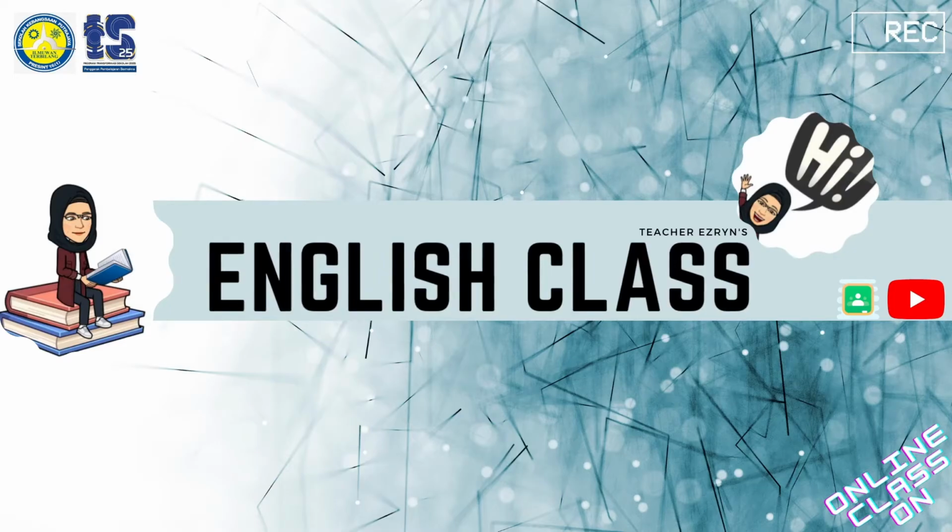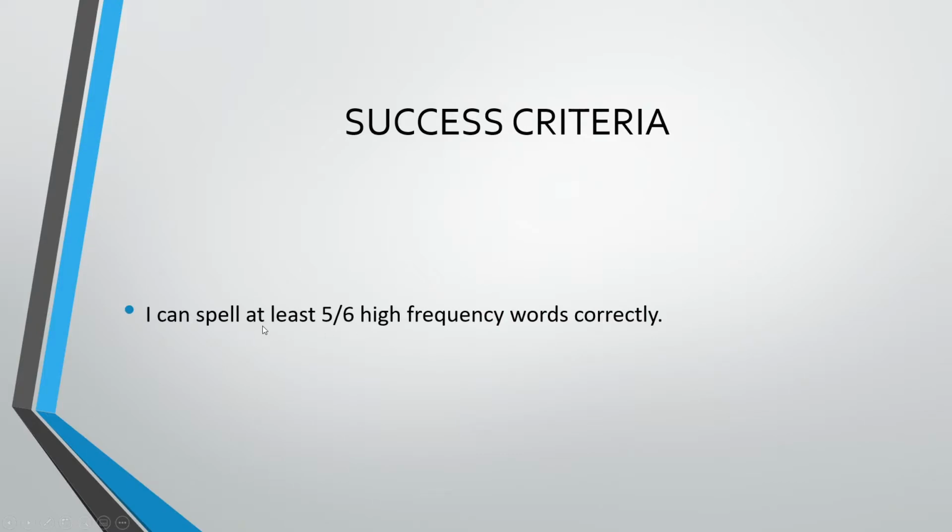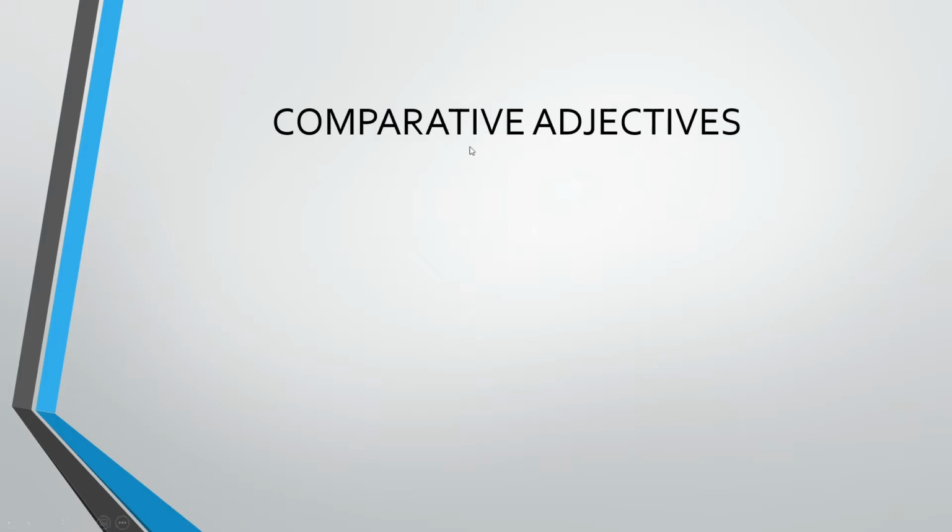Today we're going to look at Module 3, Language Focus, Comparative and Superlative Adjectives. You can refer to your textbook, page 35. The success criteria for today's lesson is you can spell at least 5 out of 6 high frequency words by the end of the lesson. To start off, let's look at comparative adjectives.